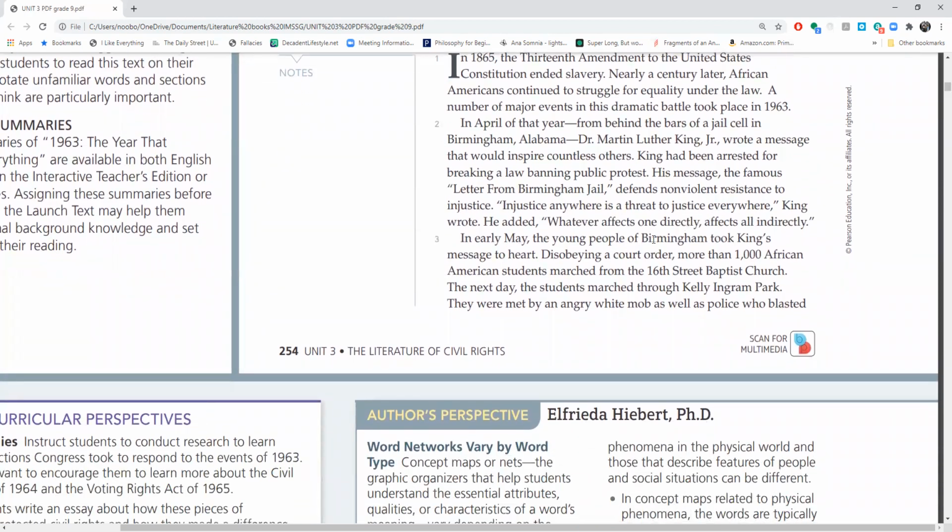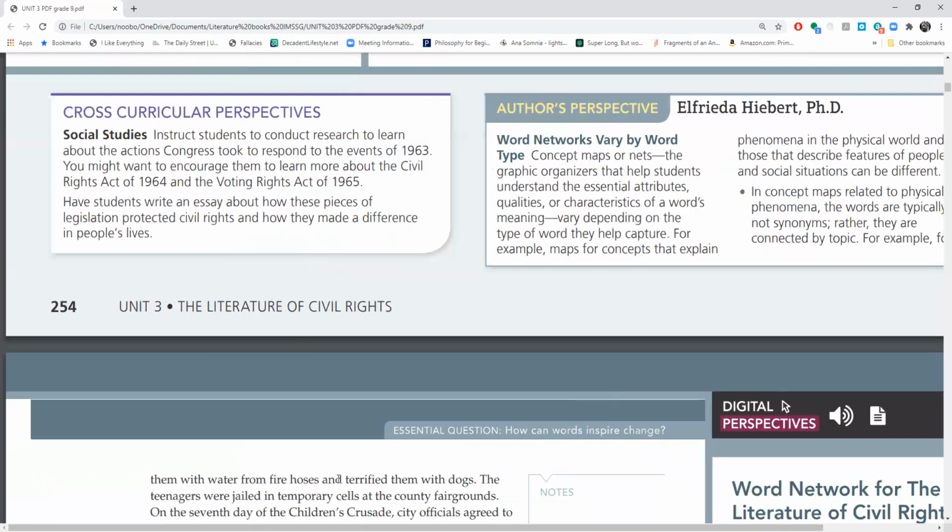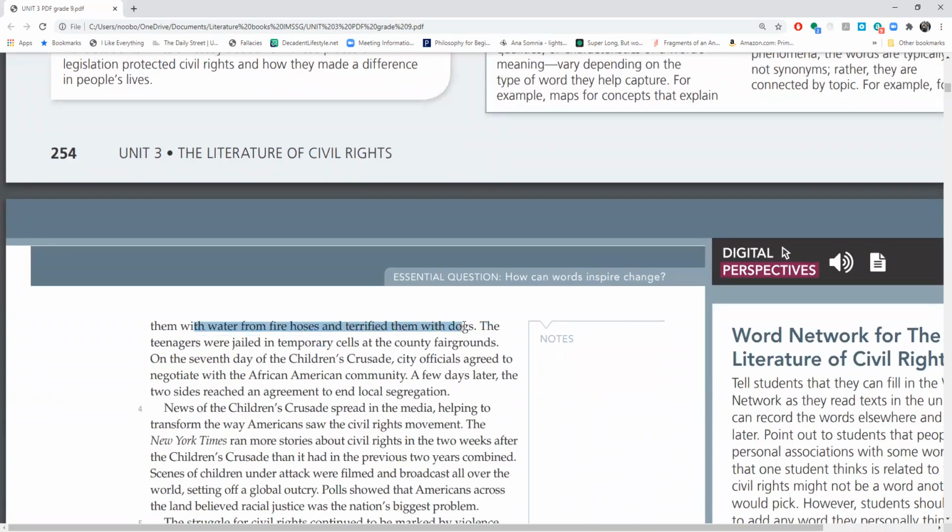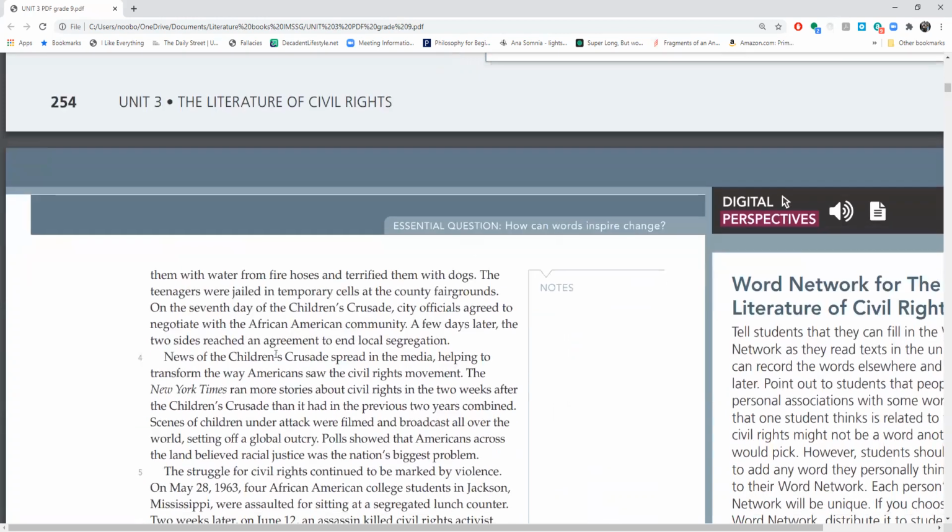In early May, the young people of Birmingham took King's message to heart. Disobeying a court order, more than 1,000 African American students marched from the 16th Street Baptist Church. The next day, the students marched through Kelly Ingram Park. They were met by an angry white mob as well as police, who blasted them with water from fire hoses and terrified them with dogs. The teenagers were jailed in temporary cells at the county fairgrounds. On the seventh day of the Children's Crusade, city officials agreed to negotiate with the African American community. A few days later, the two sides reached an agreement to end local segregation.